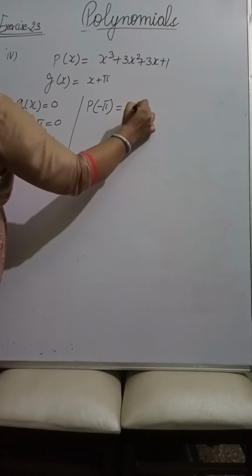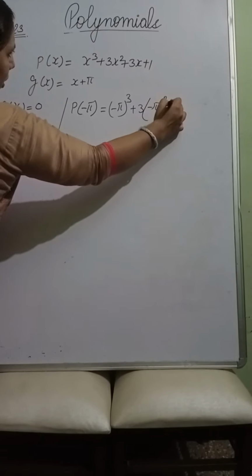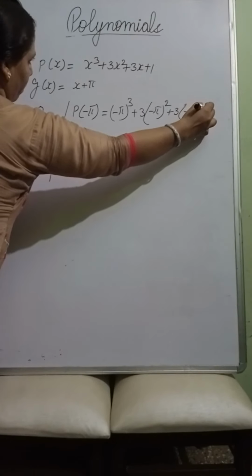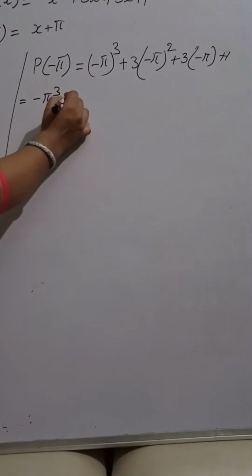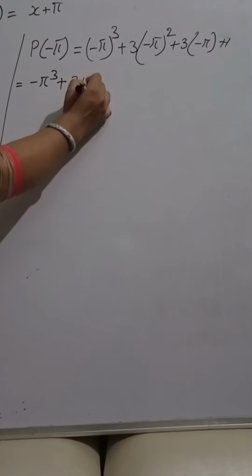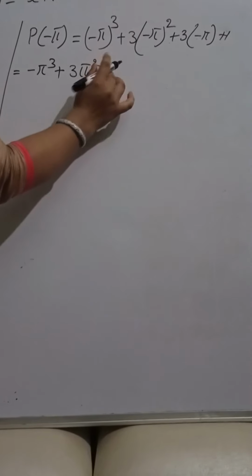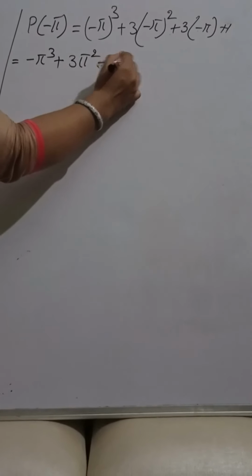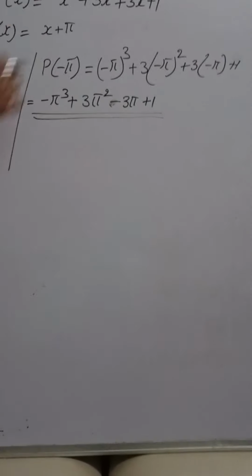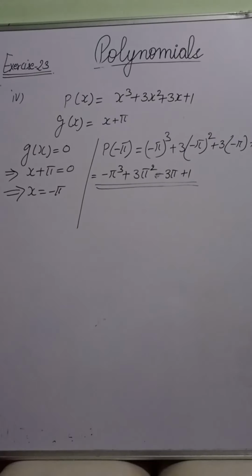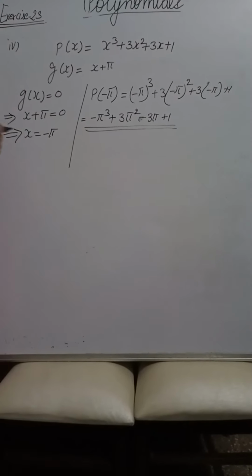At the place of x, put minus pi cube plus 3 into minus pi square plus 3 into minus pi plus 1. Minus pi cube will be minus pi cube, plus 3 into pi square will come, plus 3 into minus pi, that means minus 3 pi, plus 1. This will be your remainder by dividing this polynomial by x plus pi. You will not put the value of pi; you will get the remainder in terms of pi.